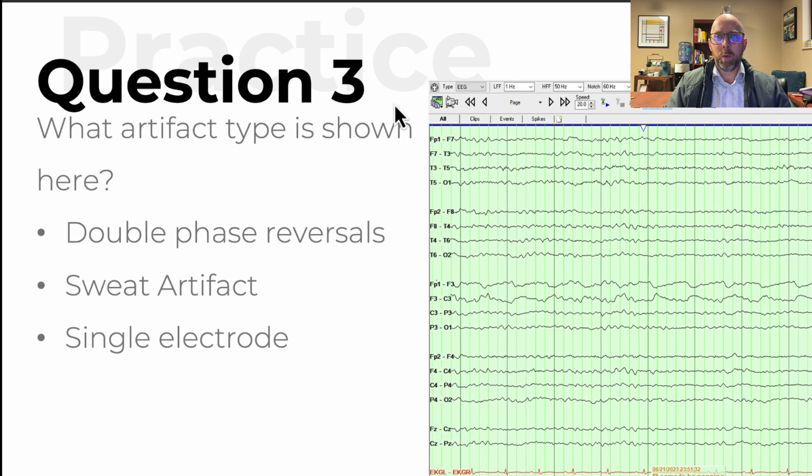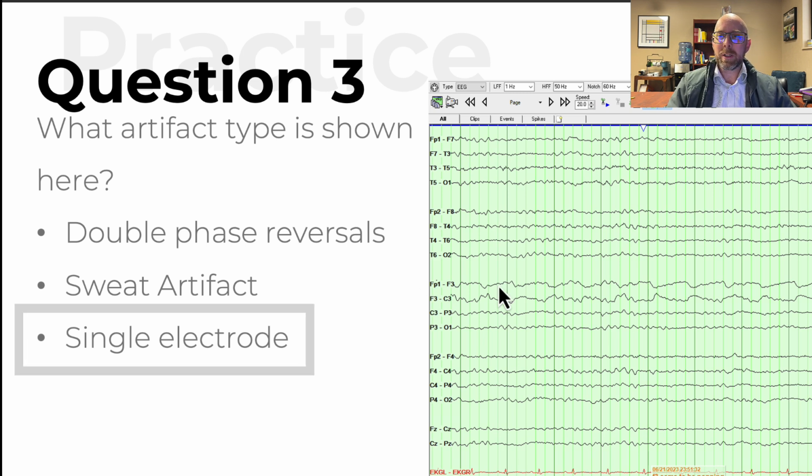Question 3. What type of artifact is shown here? Double phase reversals, sweat artifact, or single electrode artifact? Single electrode artifact is correct. And the reason you know that is this is more or less a mirror image where you see this common electrode is F3, so that's where the problem is. So when you see this kind of isolated mirror image appearance to one common electrode, you can almost bet everything you have that it is a single electrode artifact. Very common type of artifact. You'll see that all the time if you read EEG.